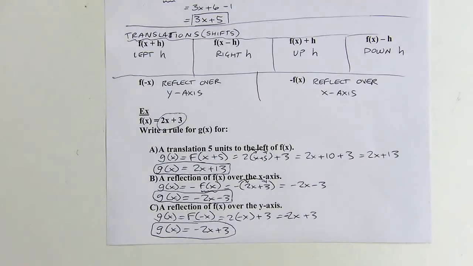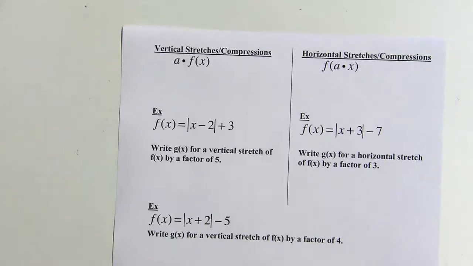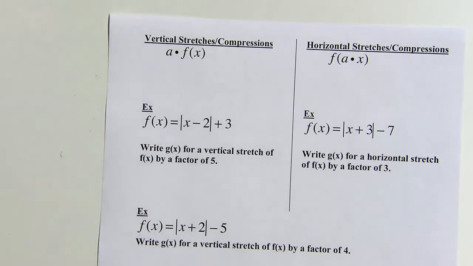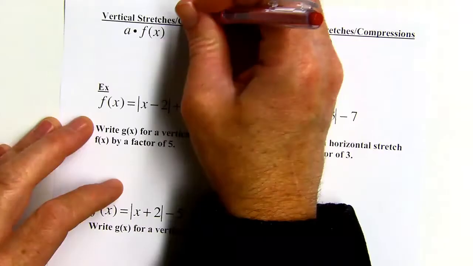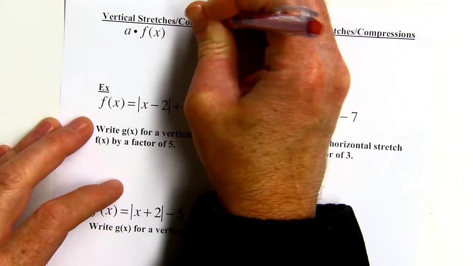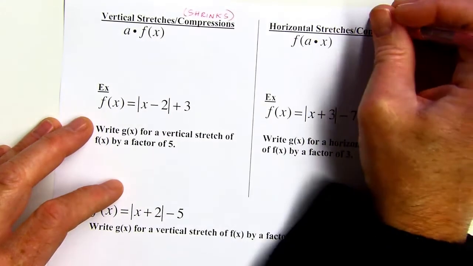Okay, so we've looked at some translations and reflections. Let's look at some stretches and compressions. These are a little tricky. Compressions, by the way, are sometimes called shrinks. The Big Ideas book calls them shrinks, but I'm used to calling them compressions.